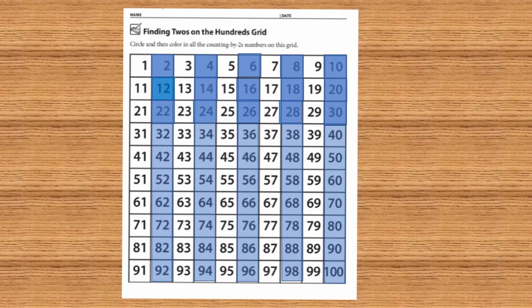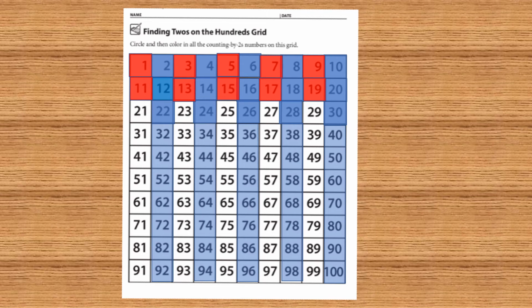Well, what about those numbers that aren't colored in? Well, let's take a look. Those numbers we call odd numbers, and those skip count also, but they skip over the even numbers. So say it with me. 1, 3, 5, 7, 9, 11, 13, 15, 17, 19.